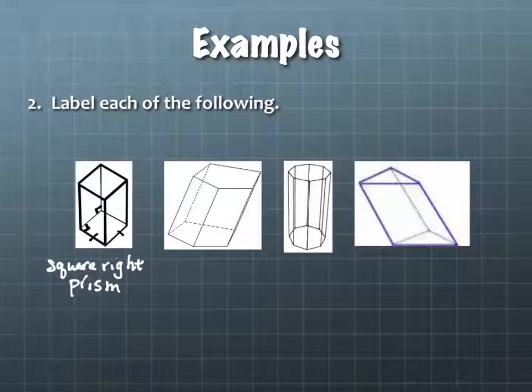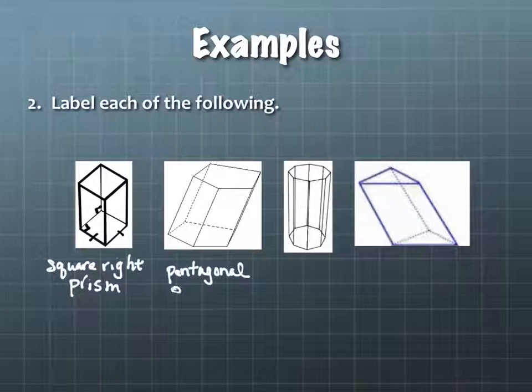Okay. How about our second picture? It's a pentagon on the top and bottom, so do you know how to take the word? Pentagonal, good job. It's a pentagonal, oblique, because it's clearly slanted, right? Oblique prism. Very nice.